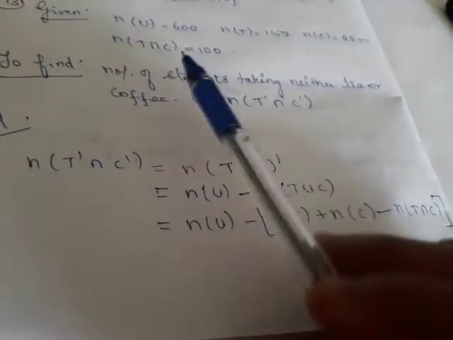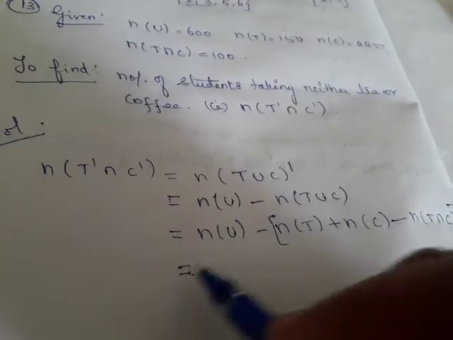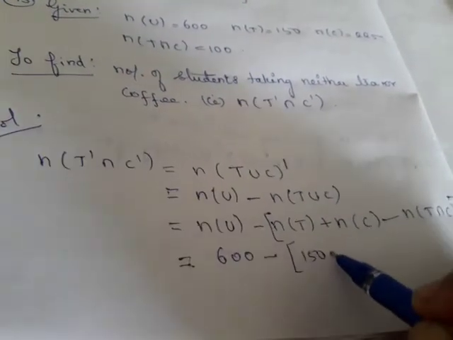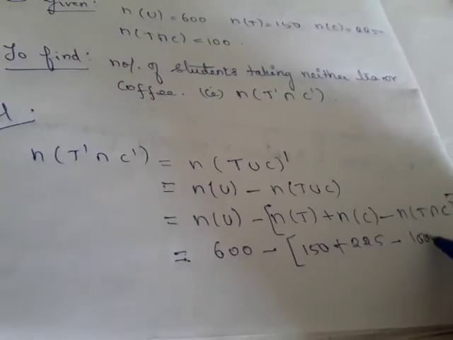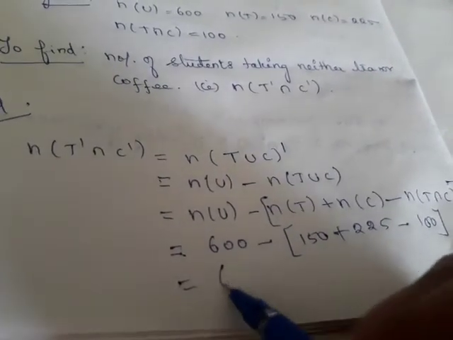So we have replaced everything. If we have complement and all, we don't have the values here. So we have replaced. Now substitute the values. What is n of u given in the question? 600. N of t is 150. N of c is 225, minus intersection is 100. Now simplify and get the answer.